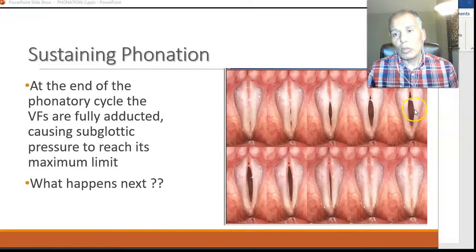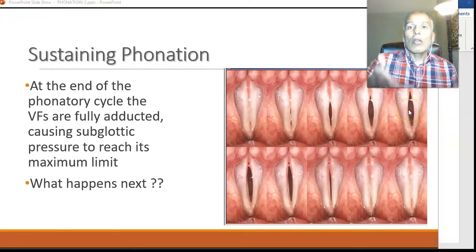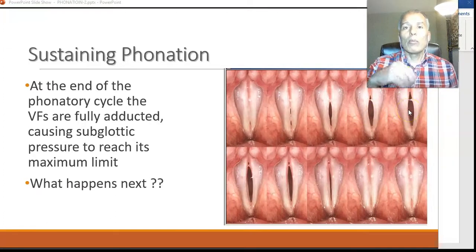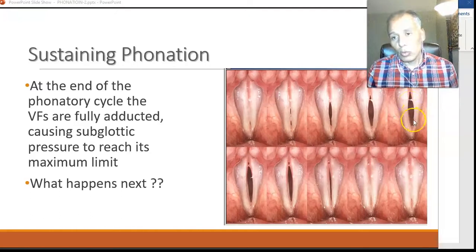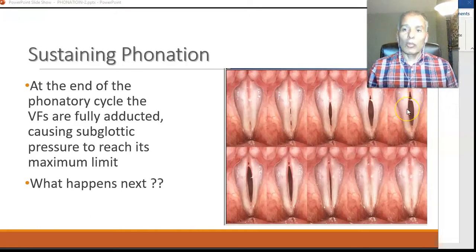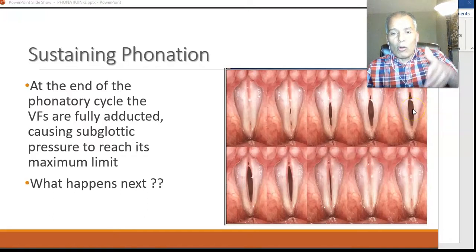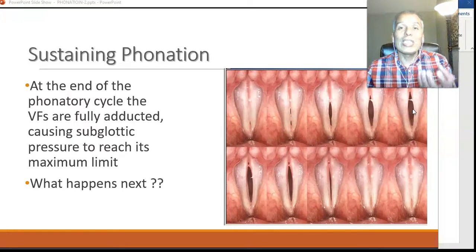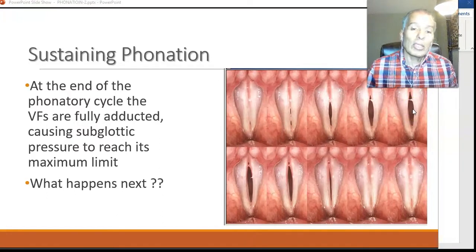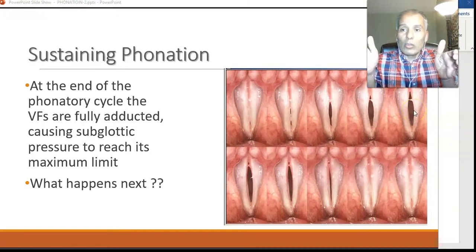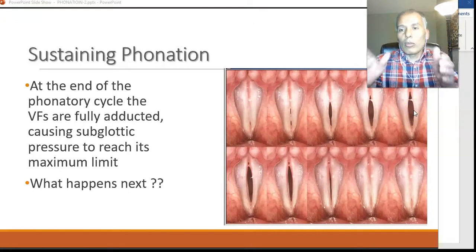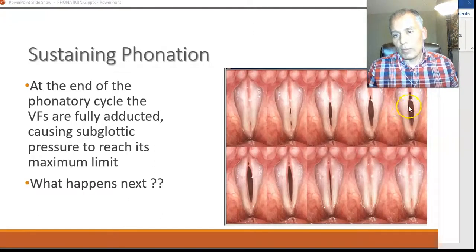The greatest point of displacement means that a lot of air is going to get out. The largest amount of air is going to exit the vocal folds at the maximum point of displacement, because the door is swung wide open. But then the pressure beneath the vocal folds, subglottic pressure, is going to decrease. Because it decreases, the elastic force, which is at the highest level, is going to start to swing the vocal fold back to the midline, each one.